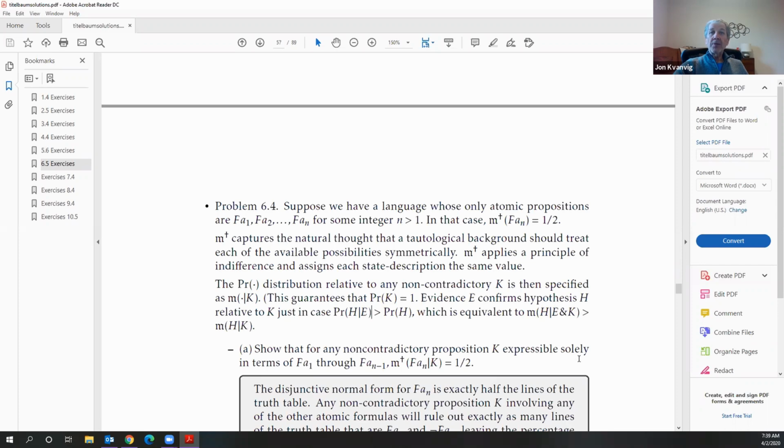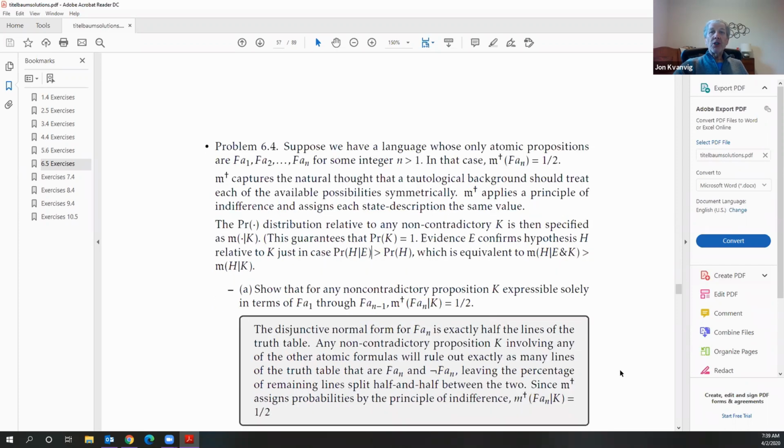which is equivalent to the measure telling us that H given E and K exceeds the measure of H given K. Now, we're supposed to show that any non-contradictory proposition K expressible solely in terms of FA1 through FAn minus 1, given any such non-contradictory proposition, the M Dagger measure on An being F relative to K is going to be 1/2. Here's how we prove that.